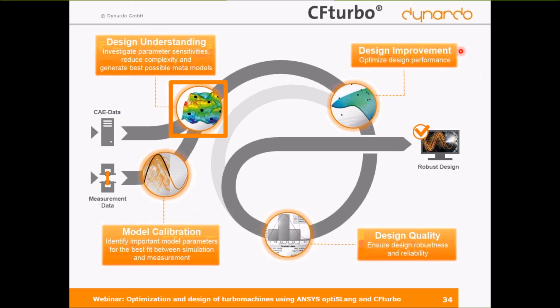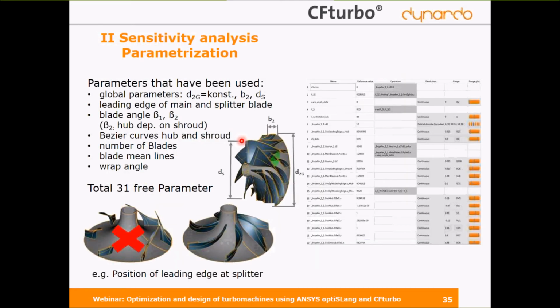So once our process has been automated, we can now do the sensitivity analysis. A crucial question in optimization and variation analysis is always parameterization. So let's have a look at the parameters that have been used in this case study. The global parameter D2 has been kept constant. D2 and DS section diameter has been changed. Moreover, the leading edge of the main and the splitter blade has been changed.